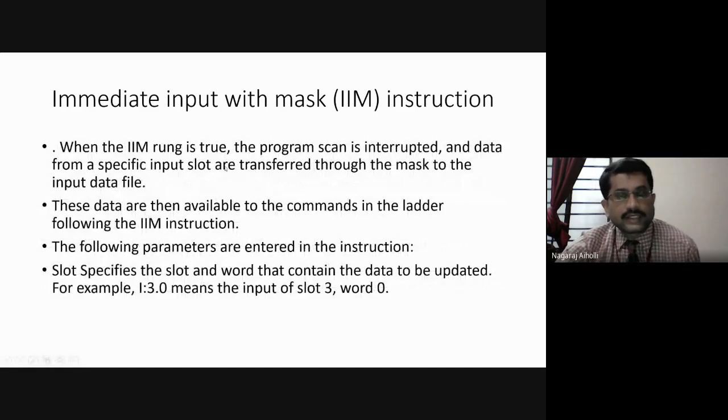When the IIM rung is true, the program scan is interrupted and data from a specific input slot are transferred through the mask to the input data file. When the PLC rung becomes true, it is going to interrupt the scan of the program. What is program scan, students? Try to recollect. What is meant by scanning process? Which are the various steps in the scanning process?